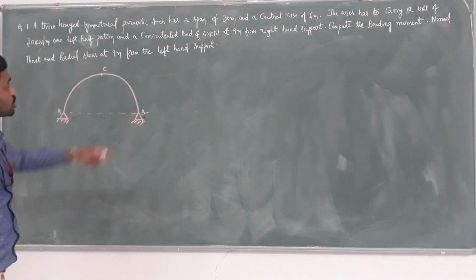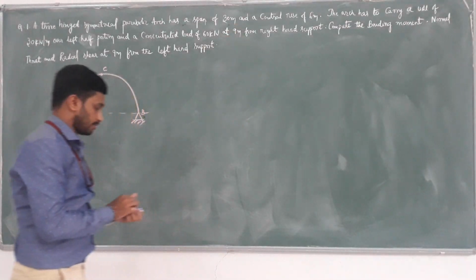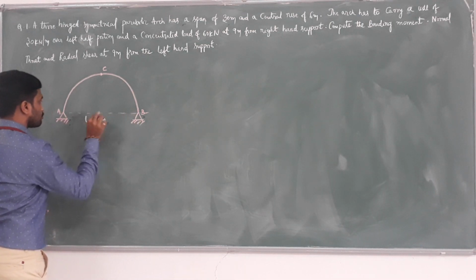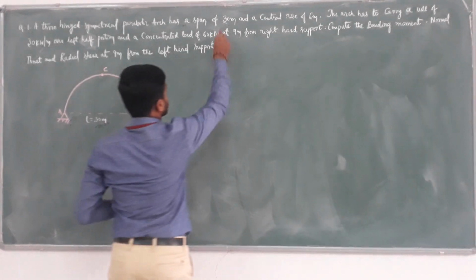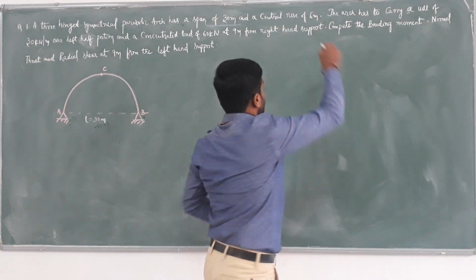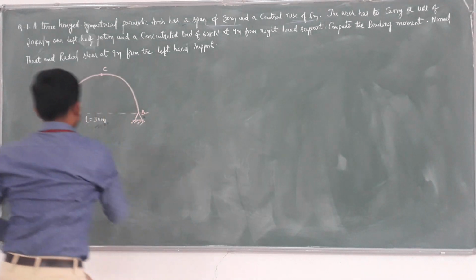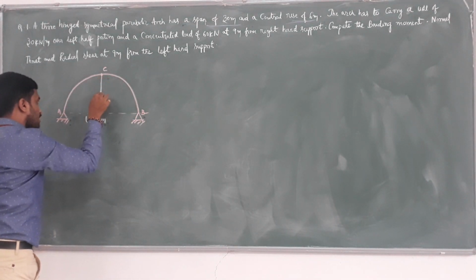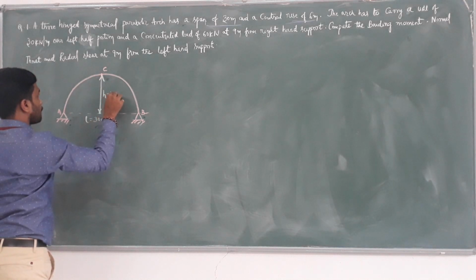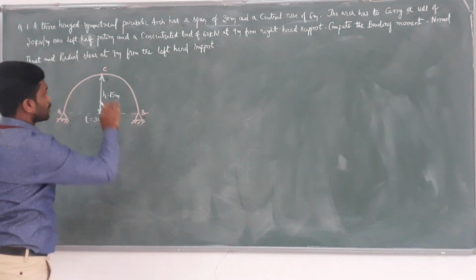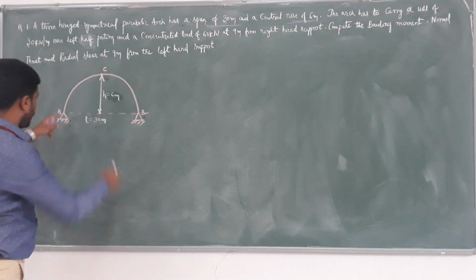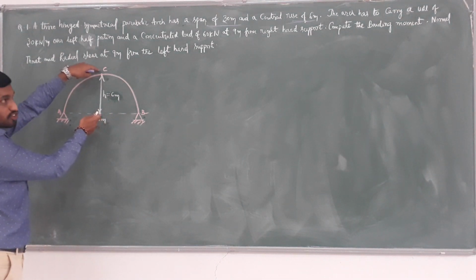The symmetrical parabolic arch has a span of 30 meter. So, the span between A and B is 30 meter, L equals 30 meter. The span is given as 30 meter and a central rise of 6 meter. The crown is at exactly 15 meter, and H, the central rise, equals 6 meter.